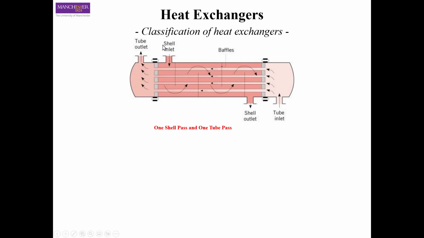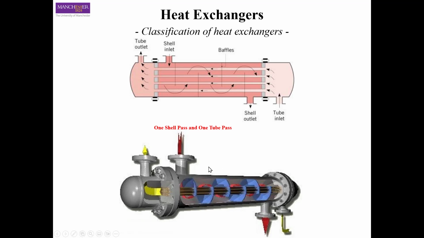Here, for example, the hot fluid is entering from the shell side, and it goes around the tubes or in between the tubes and then goes out. And then we have the other fluid, the cooling fluid, let's say, and it's going through the tubes. It passes inside the tube where it exchanges heat with the hot fluid, and then it goes out on the tube end.